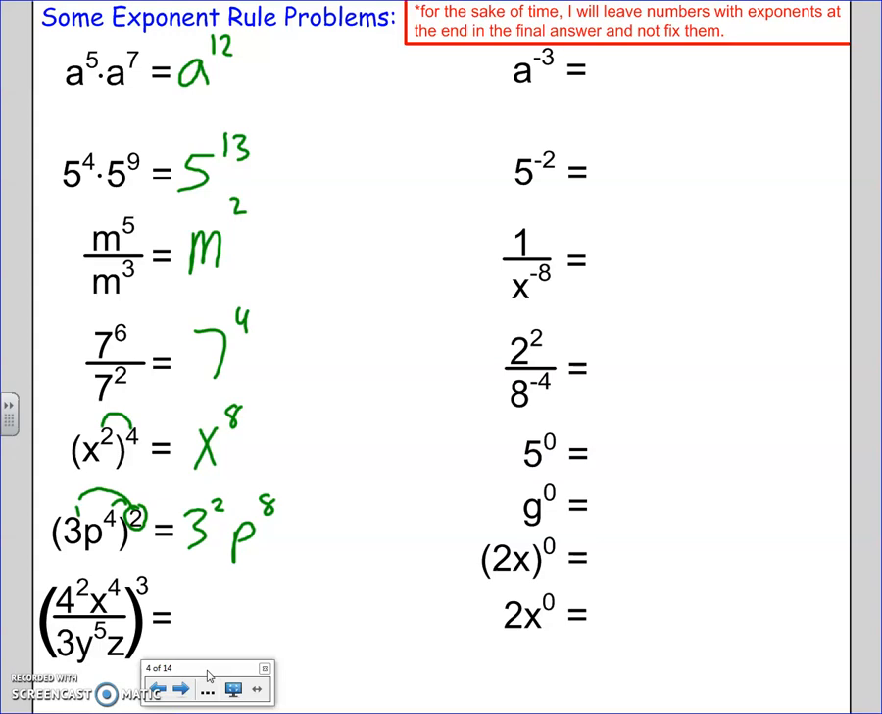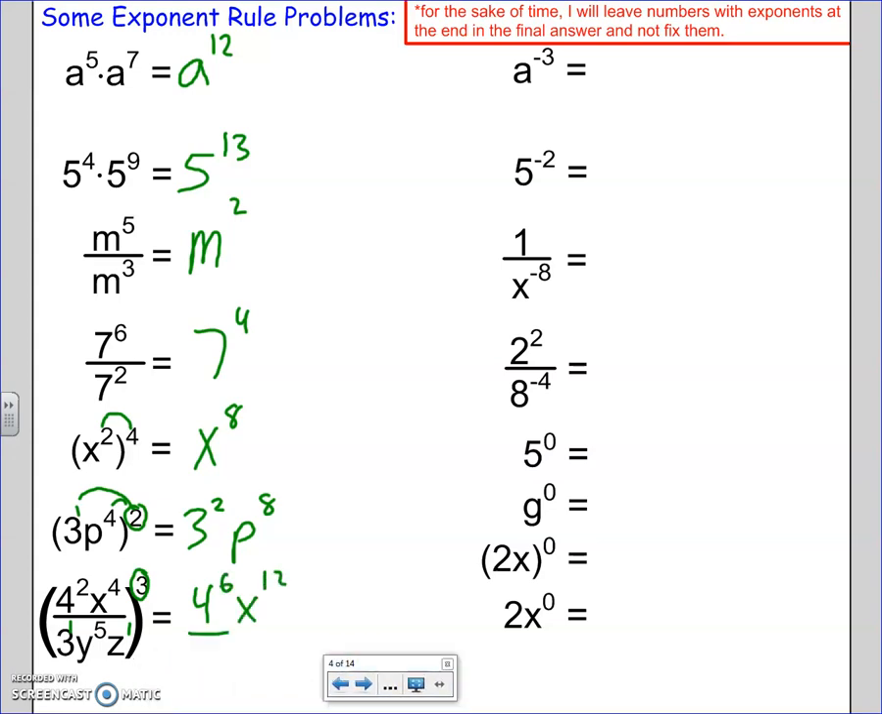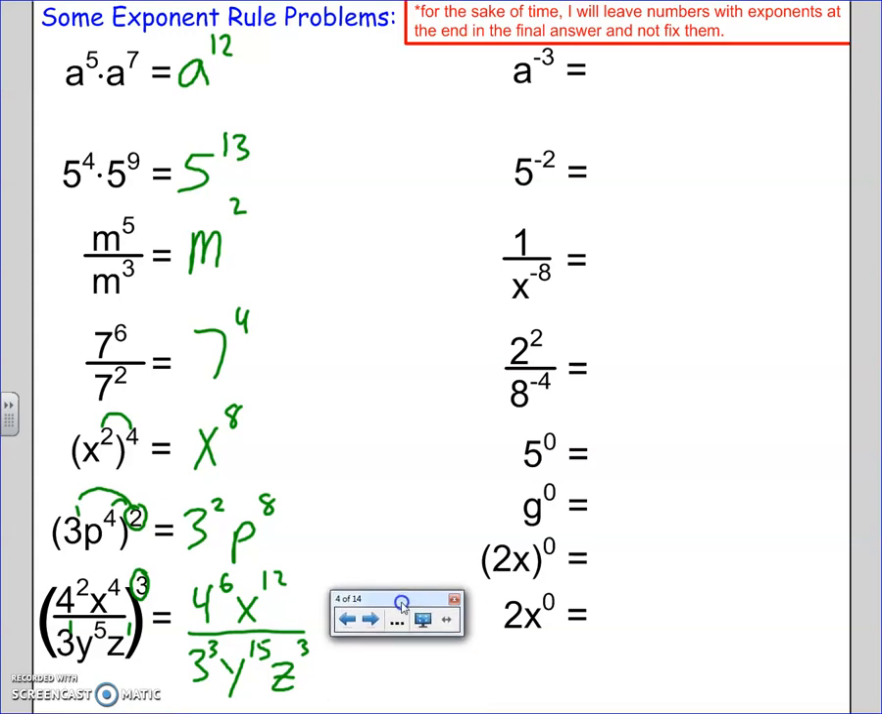This last one down here has a lot of exponents inside. It's still one term. This is a fraction. There's 1, 2, 3, 4, 5 exponents here. There's a 2, 4, there's an invisible 1, a 5, and another invisible 1. If I distribute 3 to everything inside there, it'll be 4, 2 times 3 is 6, x, 4 times 3 is 12, over 3, 1 times 3 is 3, y, 5 times 3 is 15, and z, 1 times 3 is 3. And you should be changing 4 to the 6th to the number, 3 cubed to the number, and then reducing that if possible.